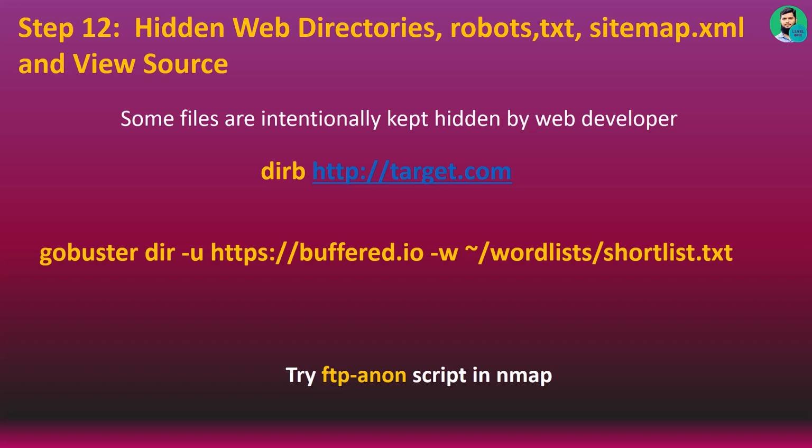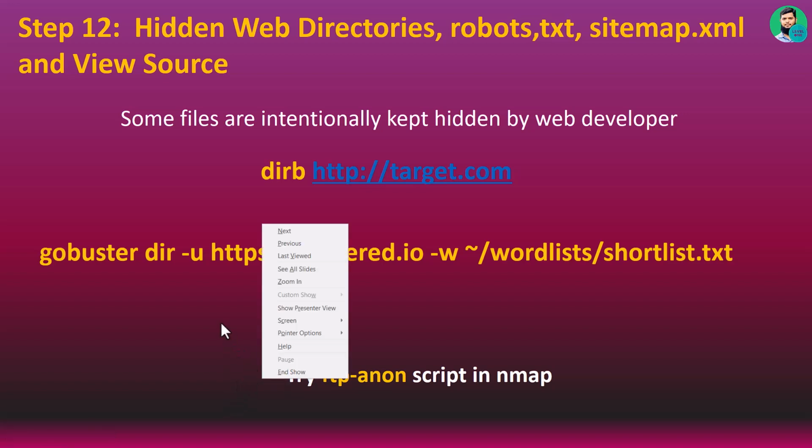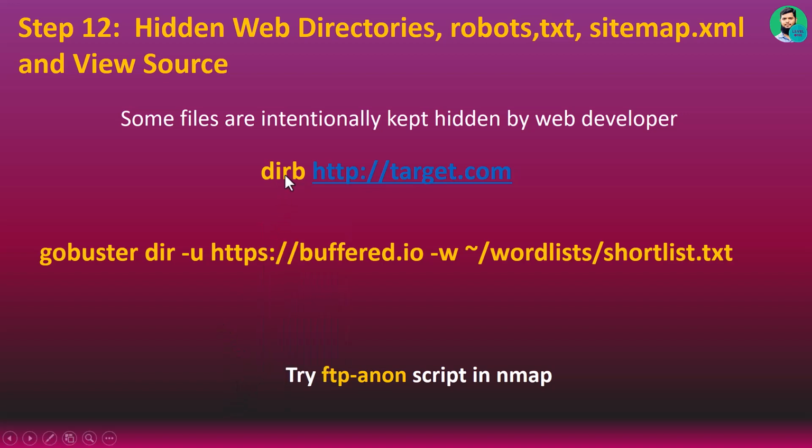Hidden web directories, robots.txt, sitemap.xml, and view source. While enumerating web applications, some files are intentionally kept hidden by the web developer, so you need to find them using Gobuster or Dirbuster. The commands are very simple. You can use Dirbuster like this, and Gobuster with directory enumeration mode, you need to provide the URL, then the word list only.